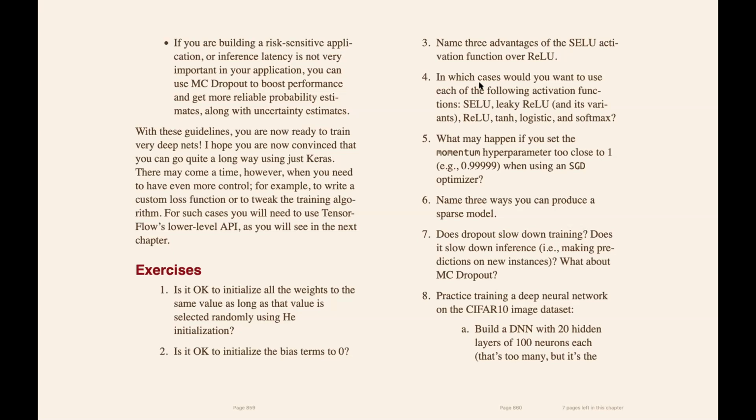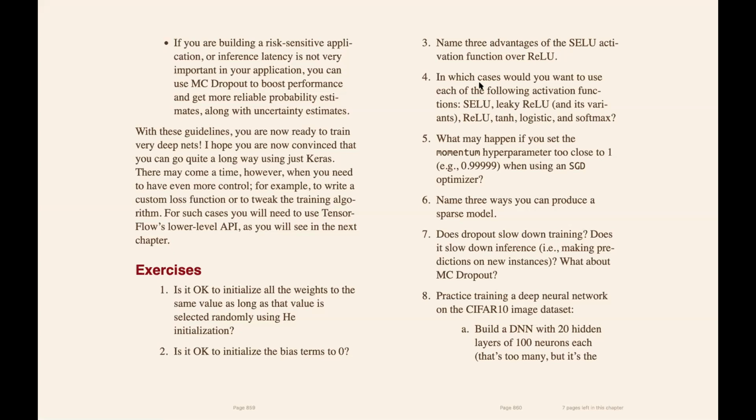The logistic activation function is also useful in the output layer when you need to estimate a probability, for example binary classification, but is rarely used in hidden layers. Finally, the softmax function is useful in the output layer to output probabilities for mutually exclusive classes, but it is rarely, if ever, used in hidden layers. Yeah, that's correct. That's what we discussed.